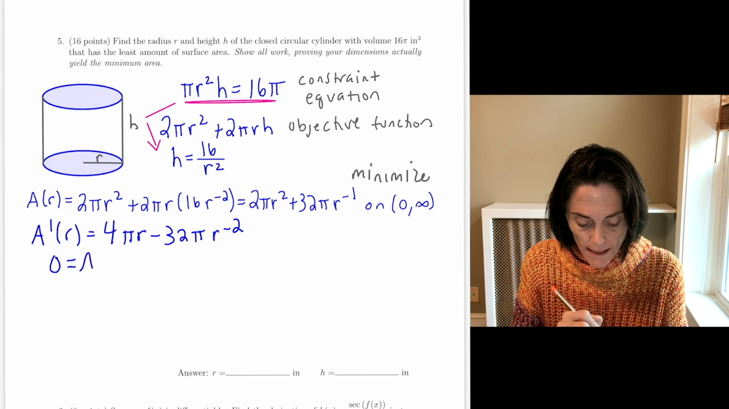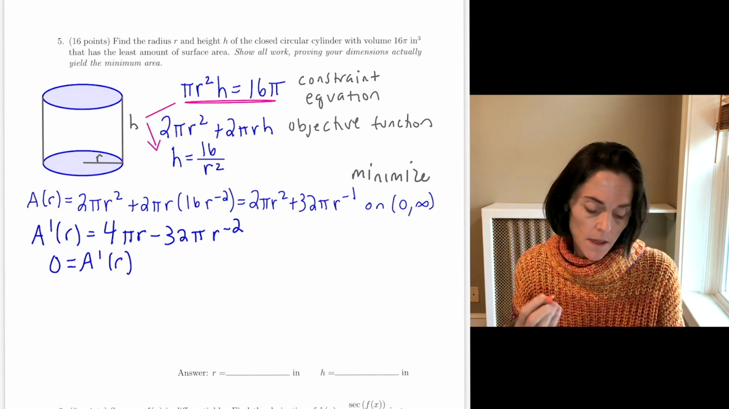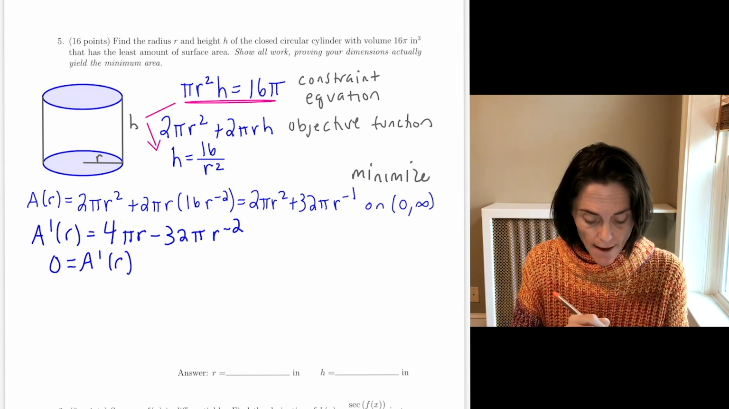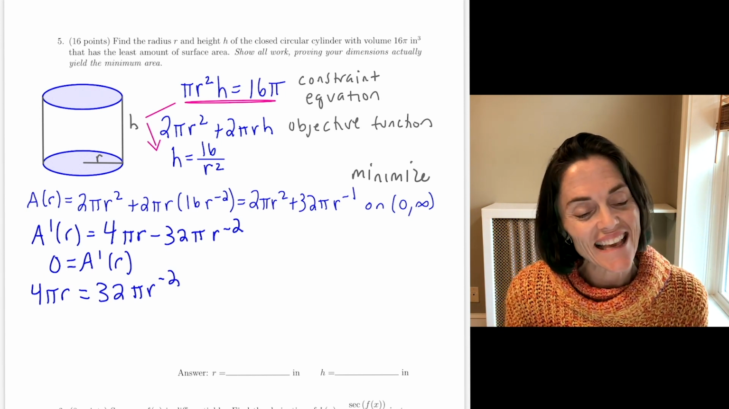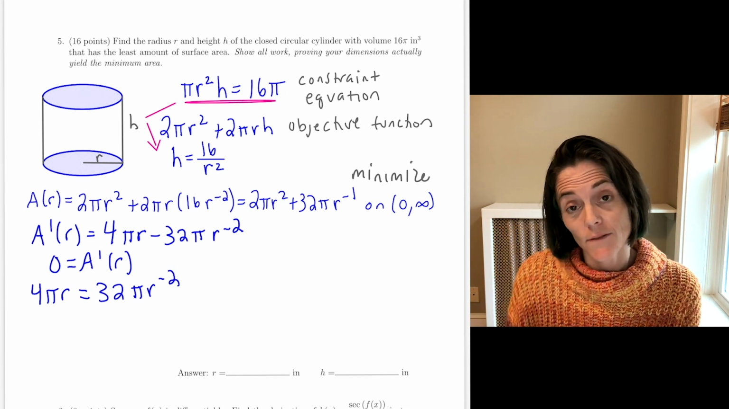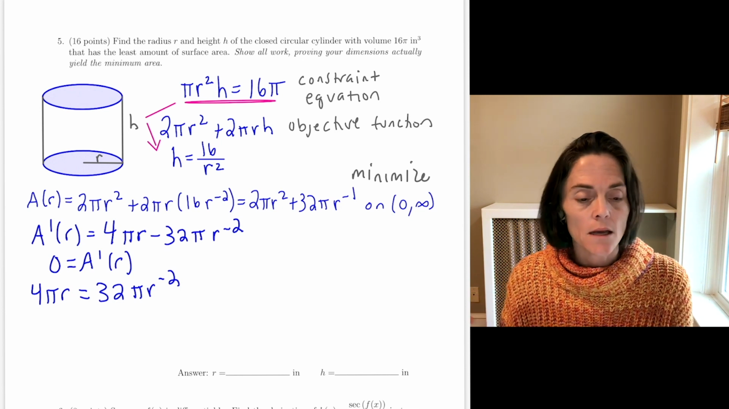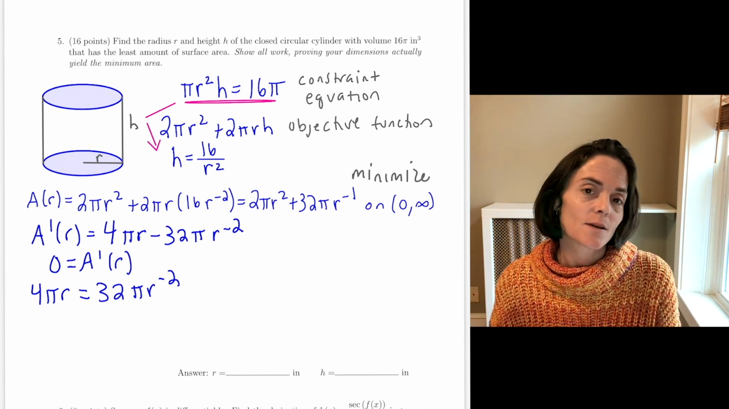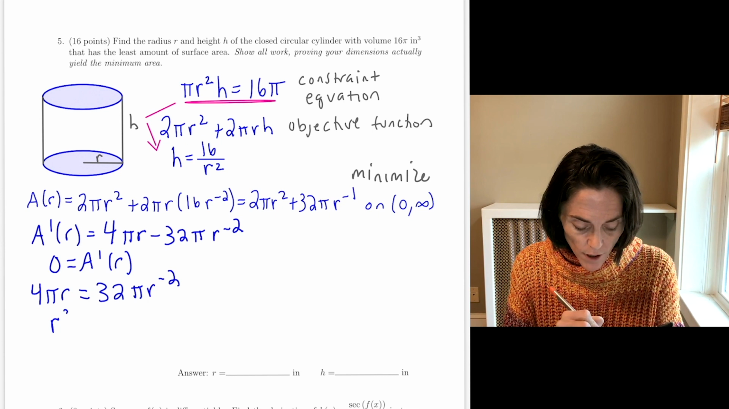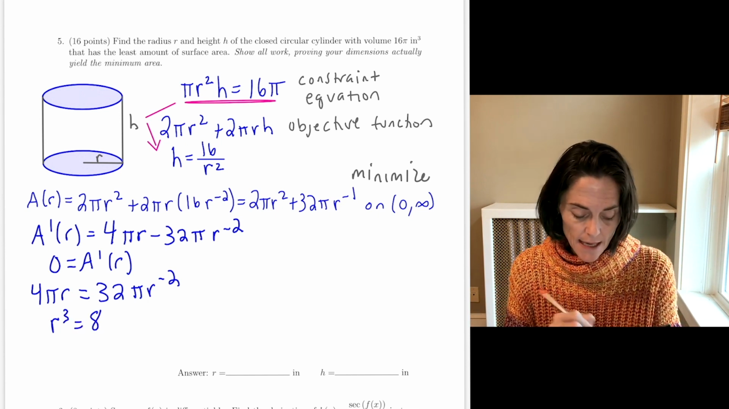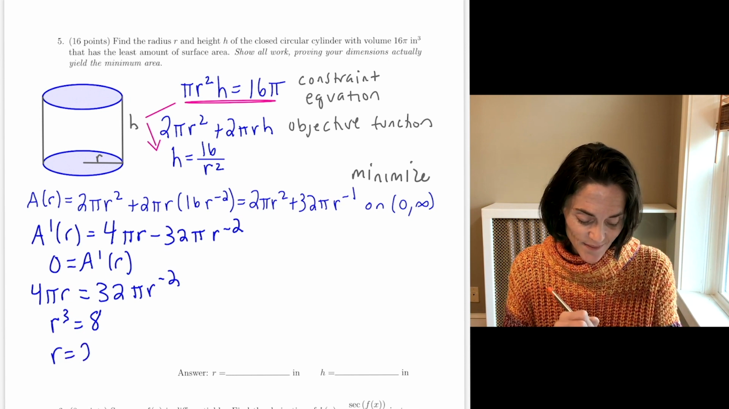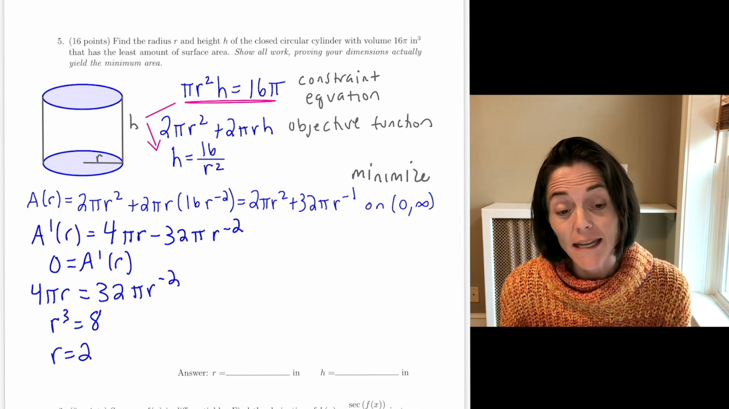So 0 is A prime of r. Well, this would say that 4 pi r equals 32 pi r to the minus 2. You notice some really great things happen. I can just divide by pi, then multiply both sides by r squared. Here I have r cubed, and divide both sides by 4. Here I have 8. And so you see, my radius is 2.